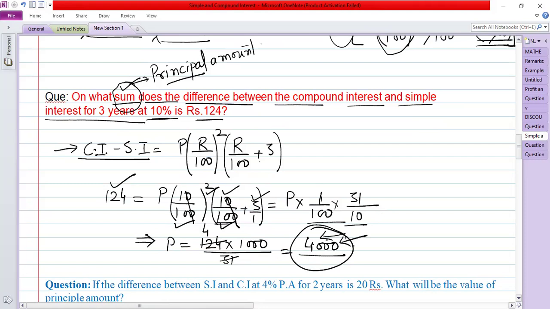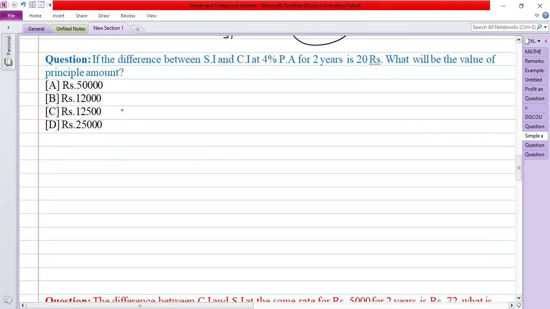Means the principal amount was 4,000, and this amount gave a difference of 124 rupees between compound interest and simple interest after 3 years. Here is one more question, but here the difference is for 2 years. So obviously the formula is CI minus SI equals P (R by 100) square. And this difference is given to be 20 rupees. One can very well see.